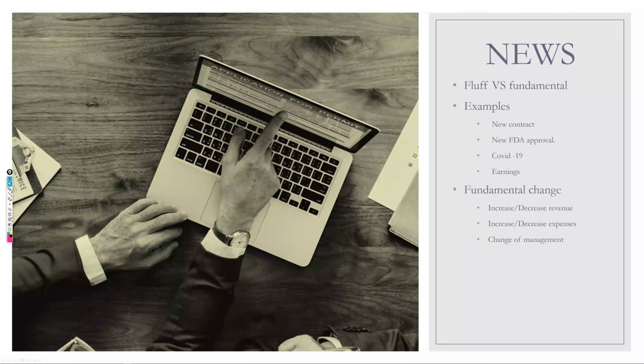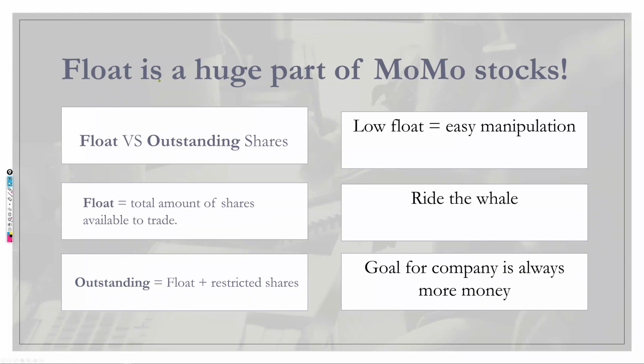All right, once you do that, you want to identify the float, okay? So can anybody tell me what the float is? Does anybody know what the float is? Somebody type it in. What is the float? Because float is often mistaken. So float versus outstanding shares, you guys got it. Dan says how many shares available to trade, right? Total amount of shares available to trade. Well, outstanding is the float plus the restricted shares.